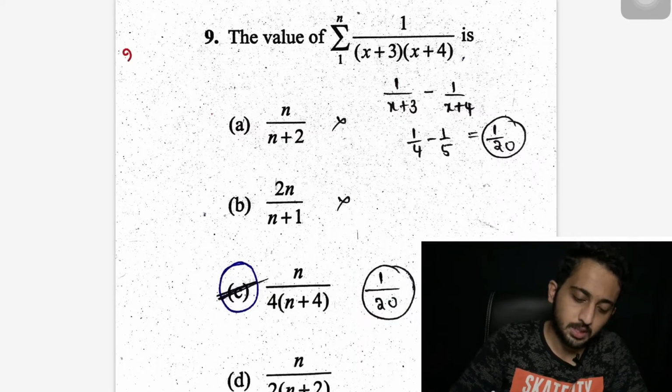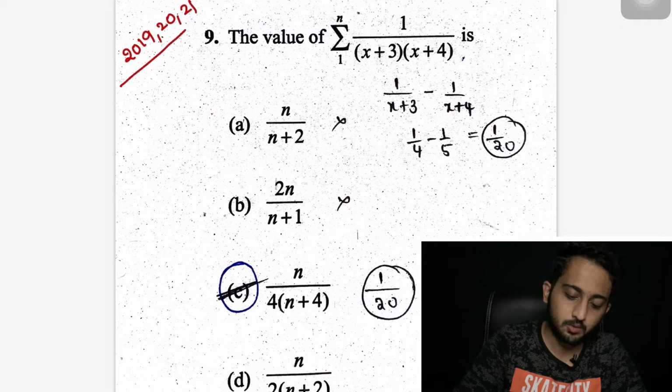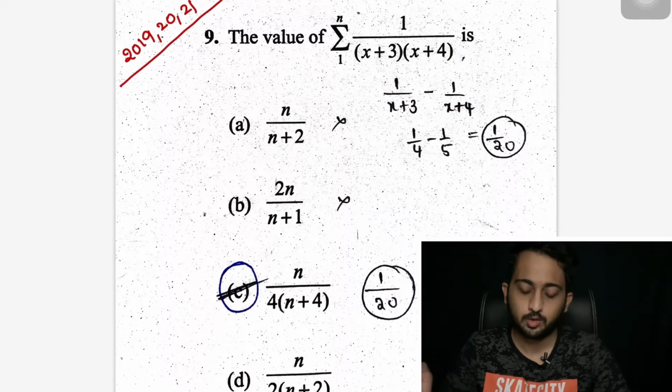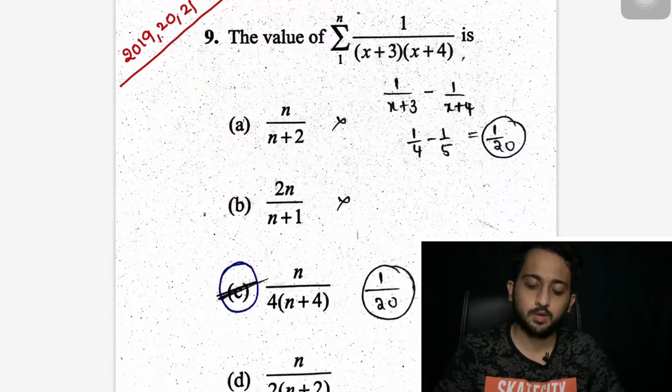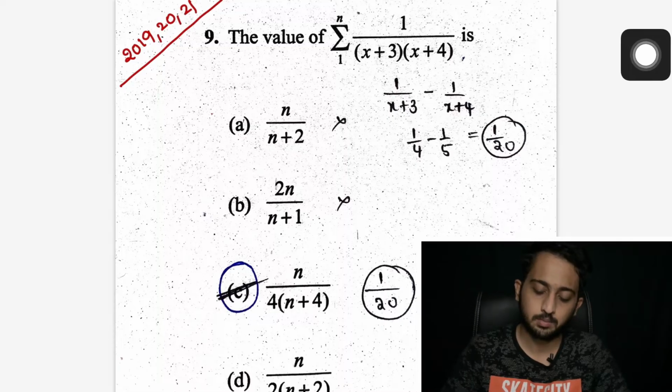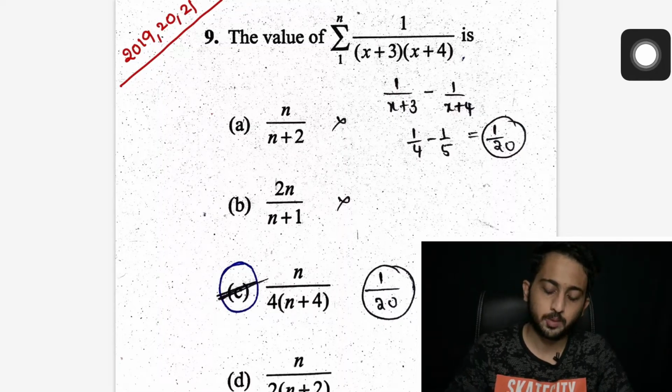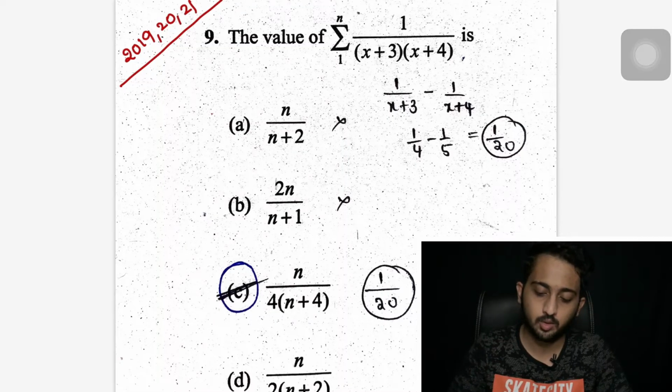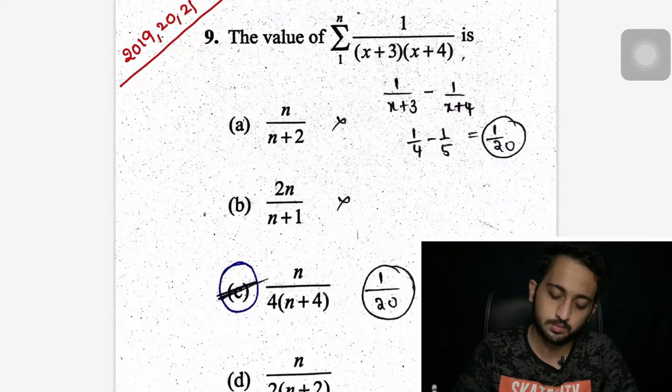All the questions that I am discussing right now are taken from the past 3 years, 2019, 20 and 21. So watch the video till the very end so that you will get a complete picture on how to attempt the paper. You can also pause the video for every question and see how you solve that particular question.